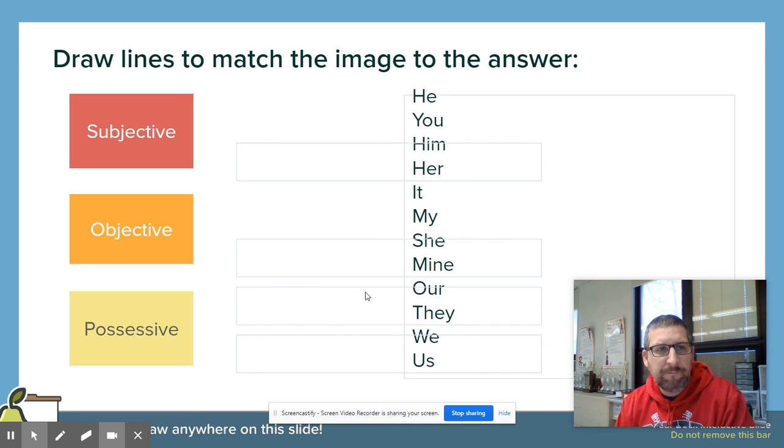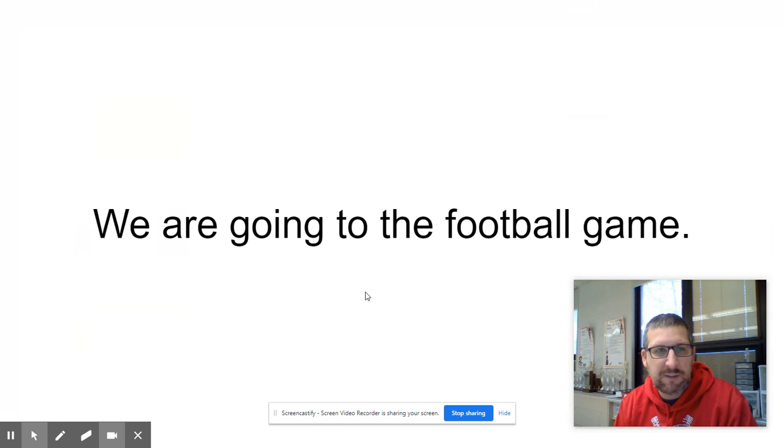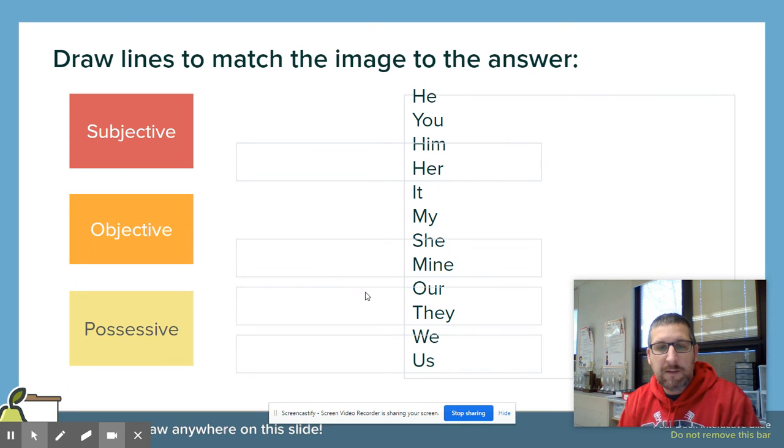You're not going to be able to draw the lines on here, but if you look, you can see which ones go where. And again, you have your chart, so I'm not going to make you do that because you can't really interact with this slide. Okay, that is it for this lesson.